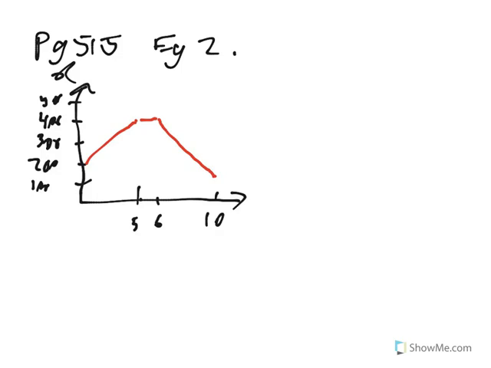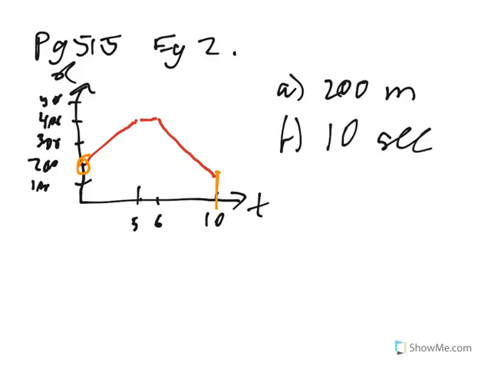Alright, and of course you can see that on page 515. So first question says, what's the initial position of the duck? So initial means time equals 0. There it is. So A, that's at 200 metres. How long did the game last? Well, you can see the movement of the duck by the red line, and it finishes up here at 10 seconds. So the game lasted 10 seconds.